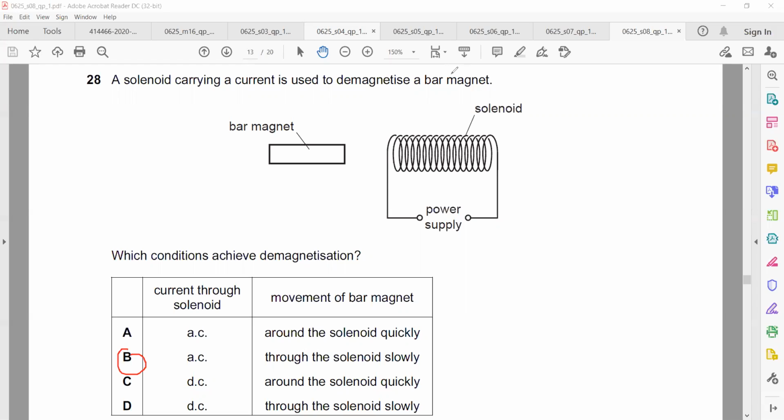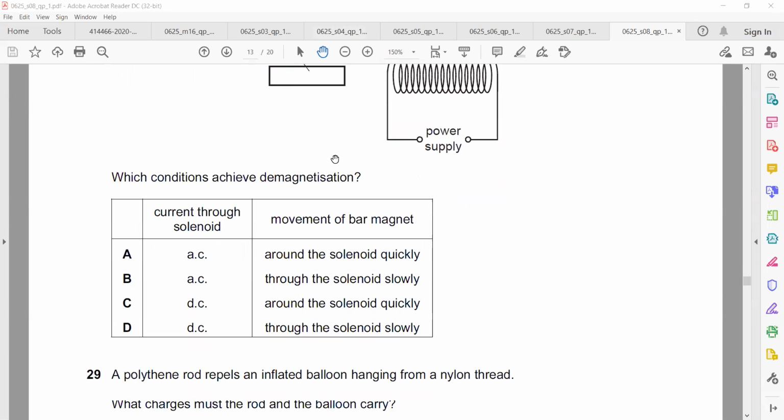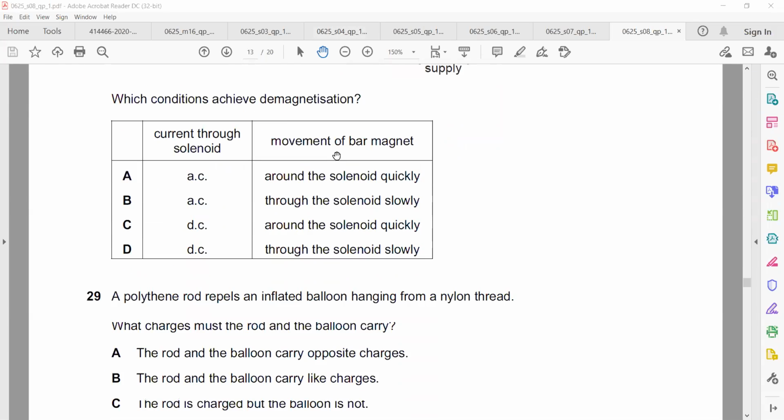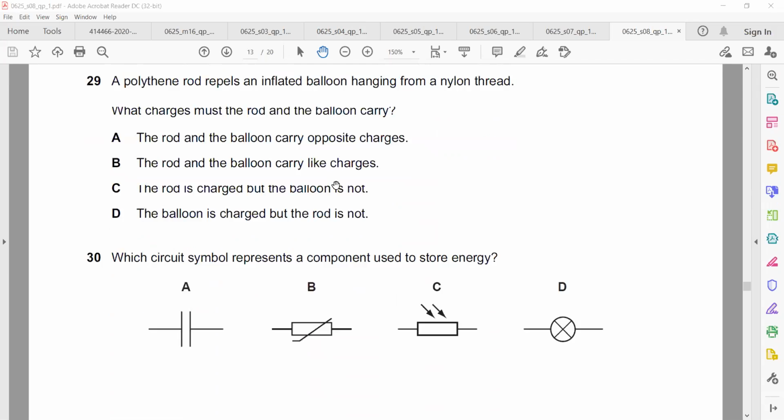The three methods of demagnetization: heating, hammering, and passing alternating current in a solenoid, which produces a magnetic field of its own, and gradually taking the magnet out, or slowly taking it out from the magnetic field.